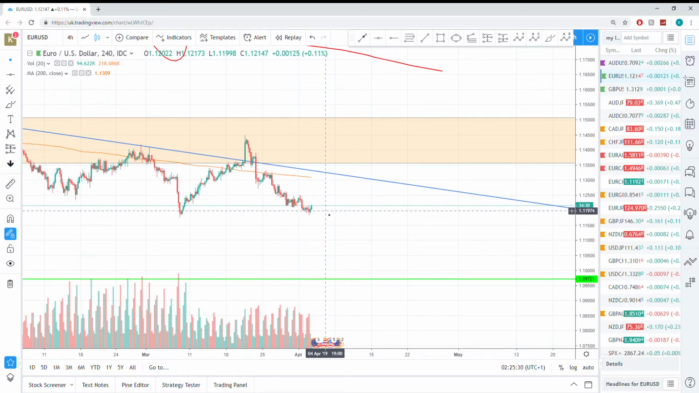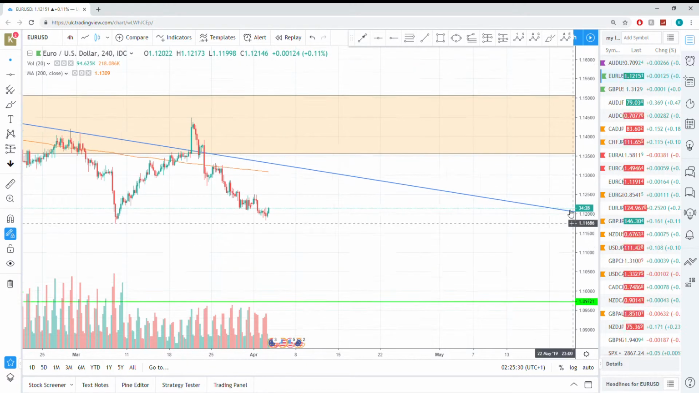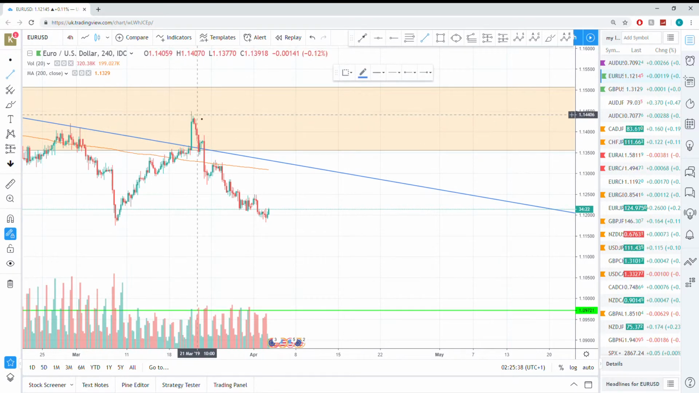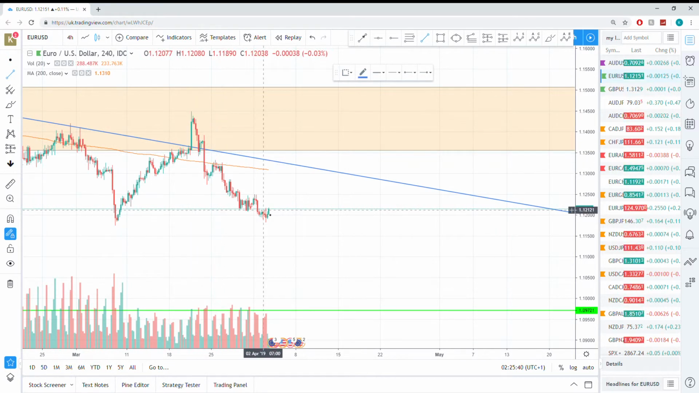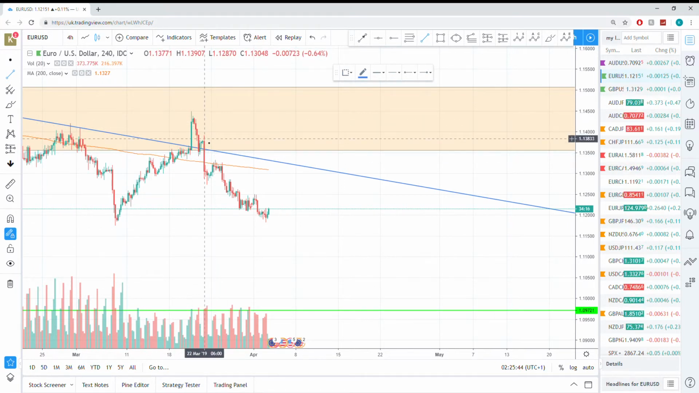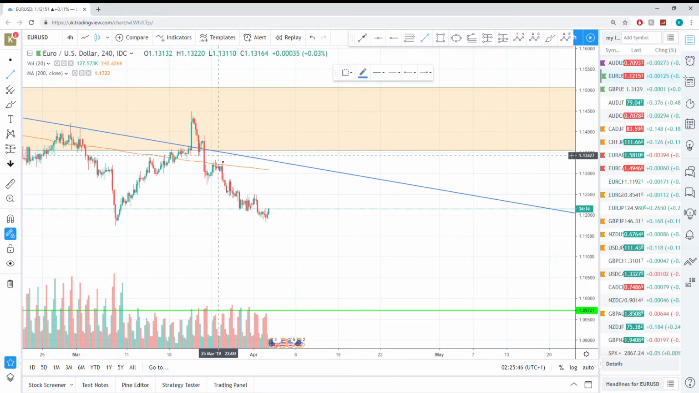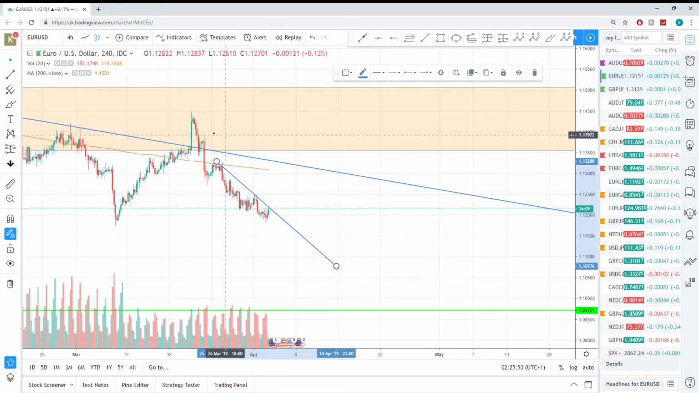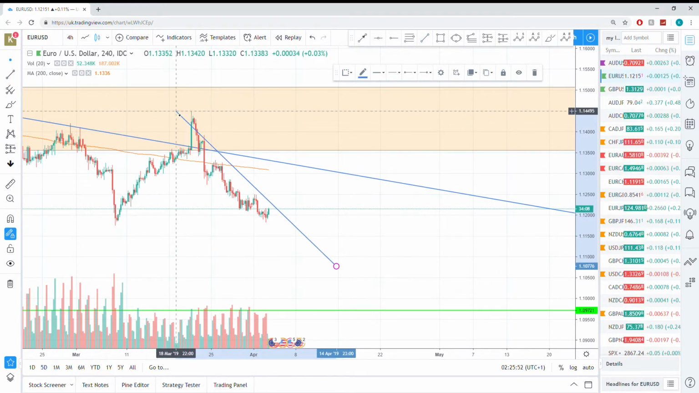And then we just do the same thing again. So we draw our support zones, well, trend lines. Sorry, we draw our trend lines. So just something simple like something like that, perhaps. It's a bit of a tricky one, this one.